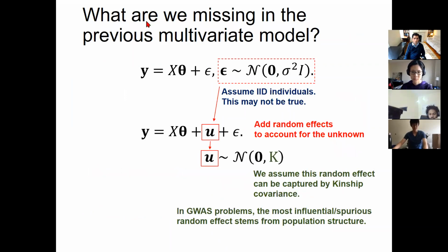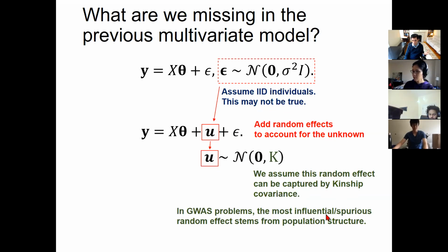So then the question is, what are we missing in this multivariate model? Well, what we're assuming is that the individuals are IID, independent and identically distributed, and that might not be true. So what we could do is add a random effect to account for this unknown. We can add this additional amount of noise, which is actually driven by these random effects. And then these random effects could be captured by a kinship covariance. A kinship is telling you just how much these individuals are sharing their genetic ancestry.